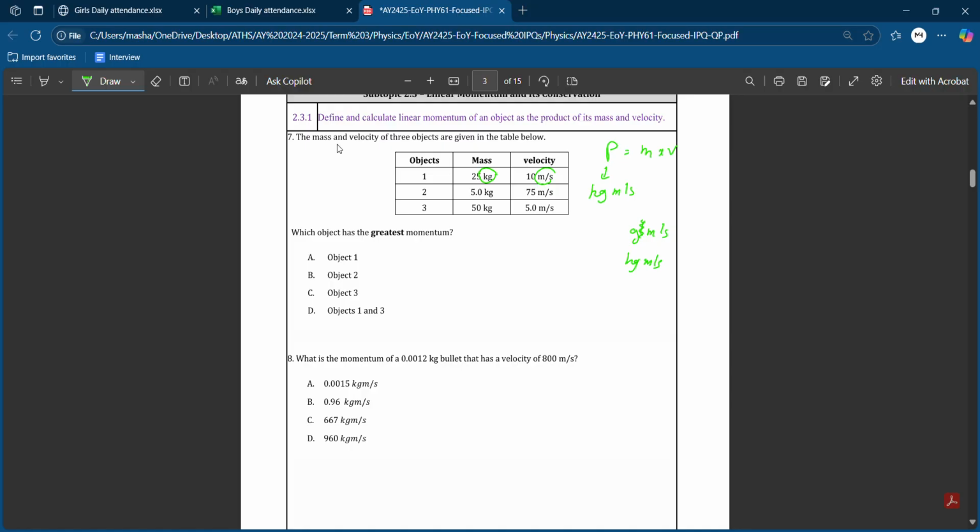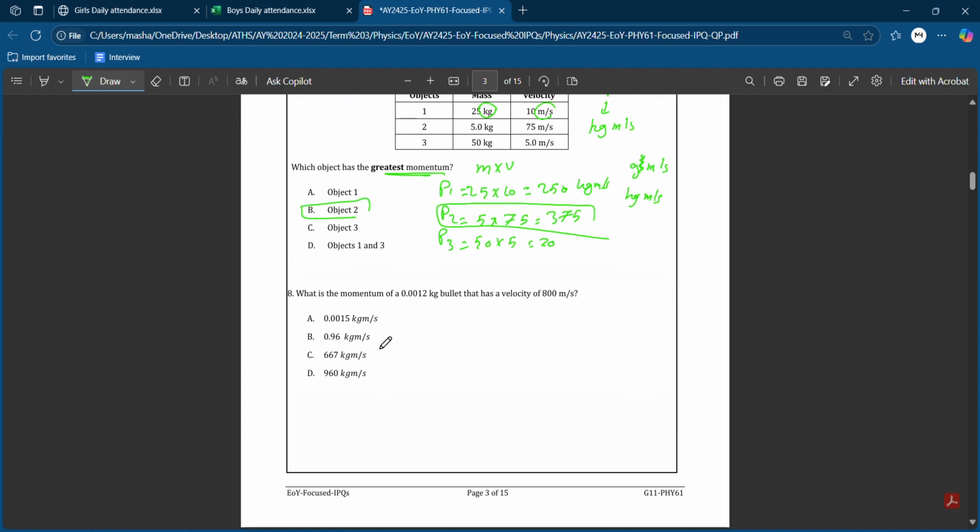Here in the question, the mass and velocities are given. Which one has the greatest momentum? We need to calculate the momentum for object 1, object 2, and object 3. Mass times velocity: 25 times 10 for the first object is 250. For the second one, 5 times 75, which is 375. And the last one, 50 times 5, which is 250 again. Don't forget the units, meter per second. So which one has the greatest momentum? The second object.